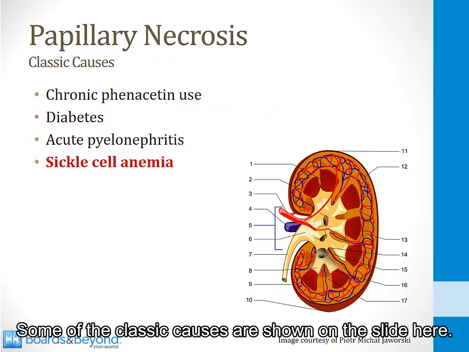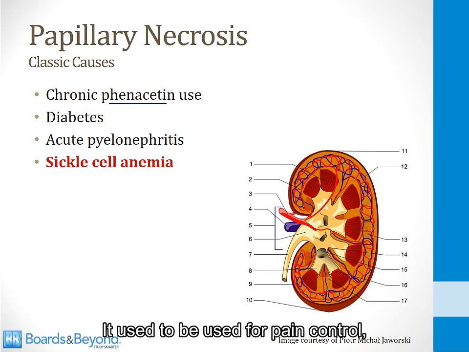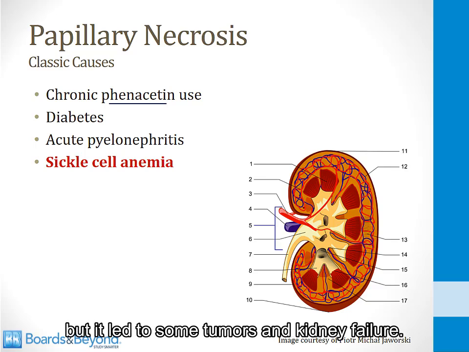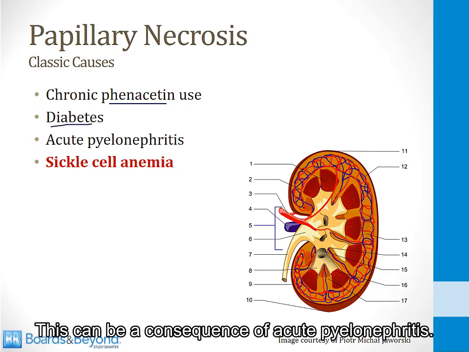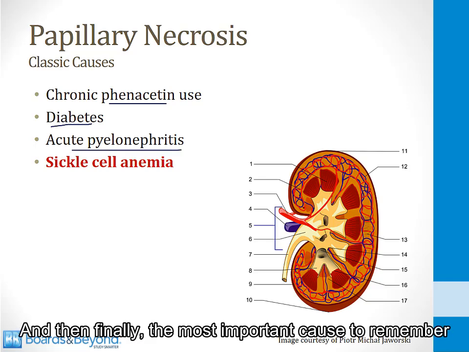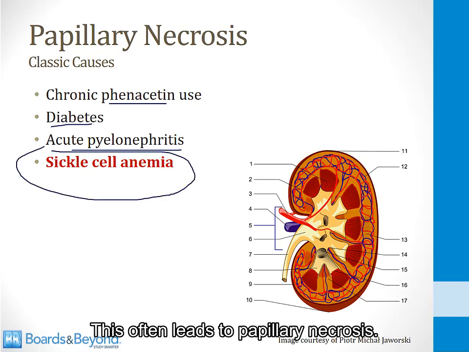Some of the classic causes are shown on the slide here. Phenacetin is a drug no longer on the market. It used to be used for pain control, but it led to some tumors and kidney failure. Tylenol is a phenacetin derivative, which is still used today. Diabetes can also cause this. This can be a consequence of acute pyelonephritis. And then finally, the most important cause to remember in terms of your boards is sickle cell anemia. This often leads to papillary necrosis.